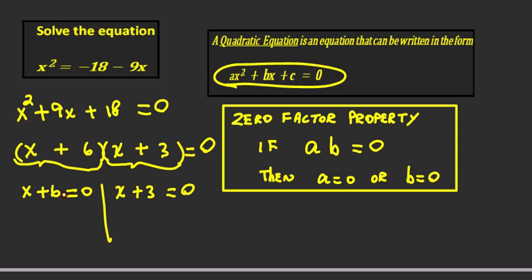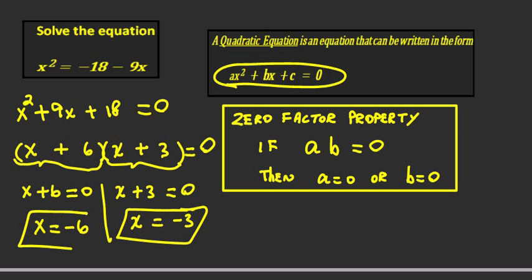Well, x plus 6 is equal to 0. That's a small little equation. We can solve that. We subtract 6 from both sides, and we get x is equal to negative 6. Here we subtract 3 from both sides, so we get x is equal to negative 3. So we have two solutions. Quadratic equations usually, not always, but usually have two solutions.